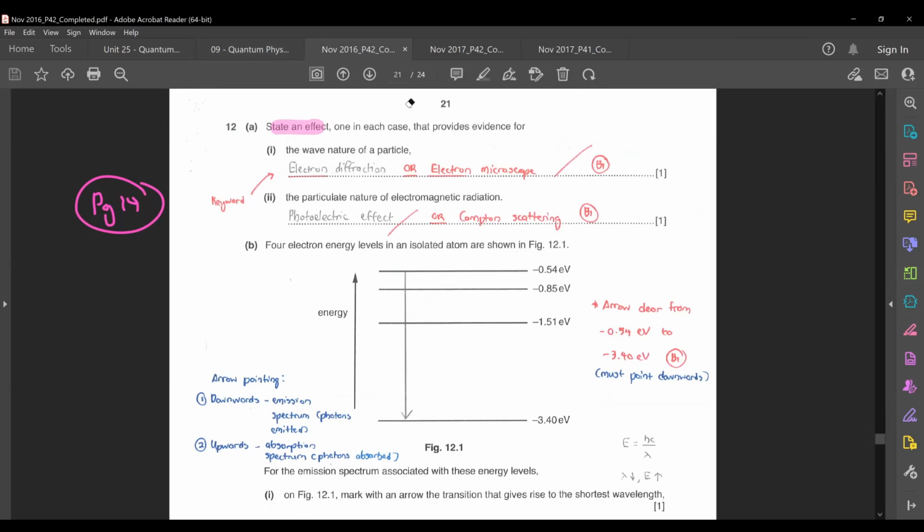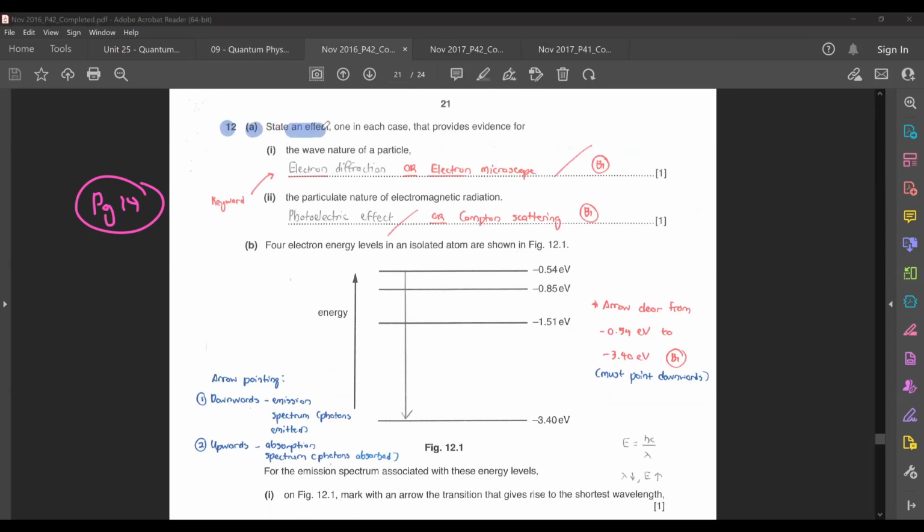Okay, so for the first part of the question, state an effect, one in each case, that provides evidence for the wave nature of a particle. So what observation, what phenomenon that you know so far provides you evidence that a particle can behave as a wave? So we just went through that. That one is actually electron diffraction. Electron diffraction gives you proof that a particle can behave as a wave.